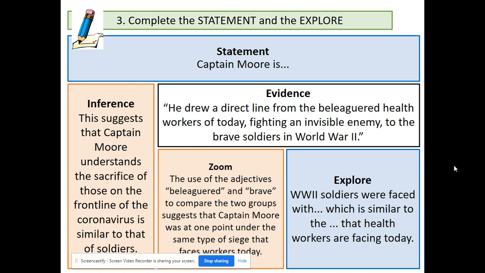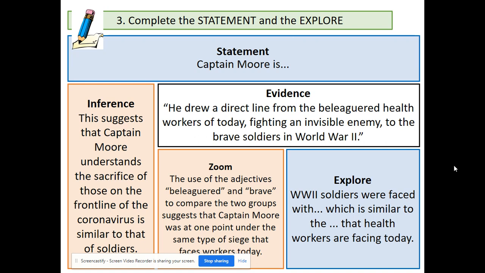Okay, third one, this time you've got to have a go at the statement. Okay, so what are you going to say about how he's presented? If the evidence is he drew a direct line from the beleaguered health workers of today fighting an invisible enemy to the brave soldiers in World War II. There is some inference there, okay? The inference is that Captain Moore understands the sacrifice of those on the front line, likens it to the healthcare workers. There is some zoom there for you to have a look at, zoomed in on the words.